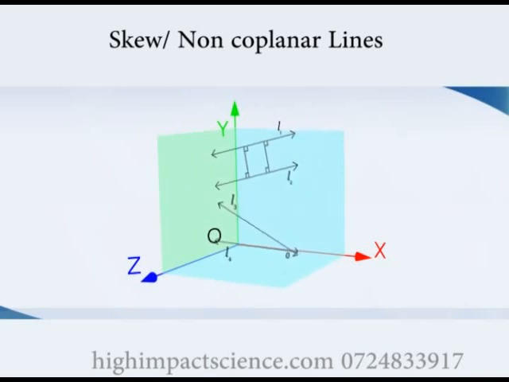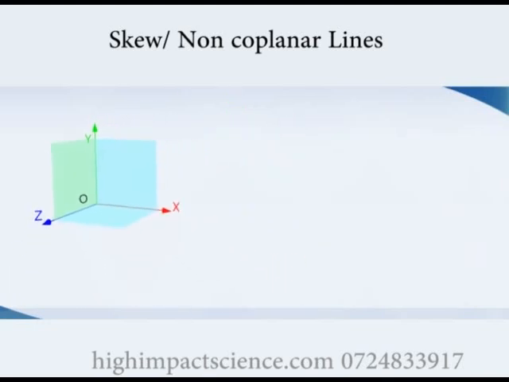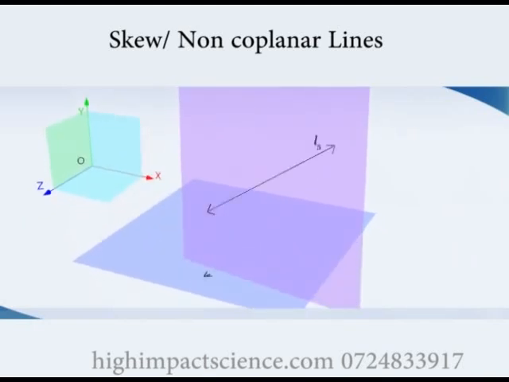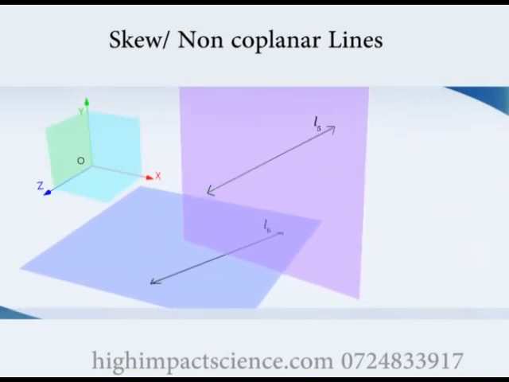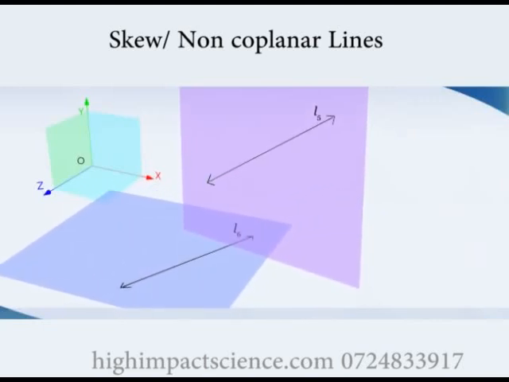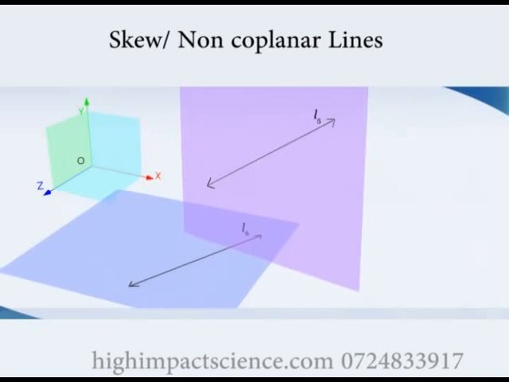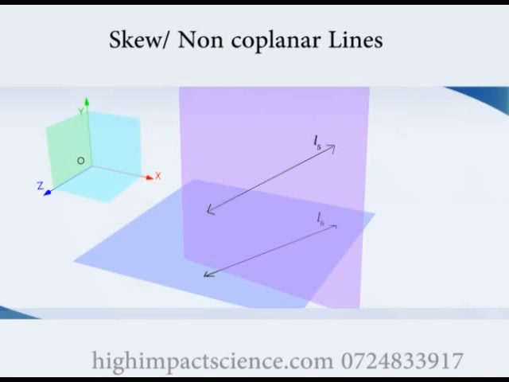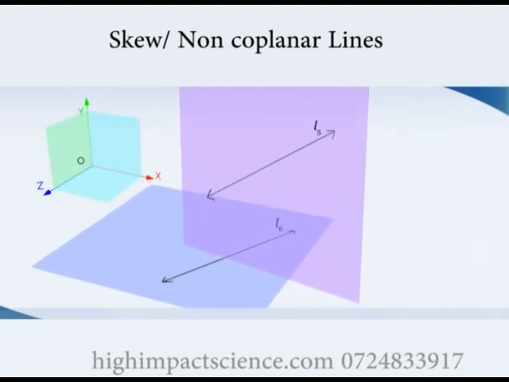However, in space, there are lines which are neither parallel nor intersecting. Such lines are called skew lines. Skew lines always belong to different planes, and so they are also called non-coplanar lines. Although skew lines never intersect, they form an angle between them, since they are not parallel.